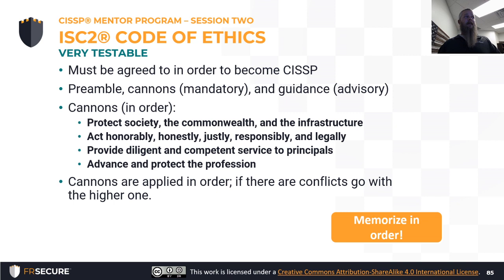This is very, very testable. So these are our 4 canons. You have to agree to these canons before you'll become certified. Preamble canons, mandatory. Guidance is advisory, but these are mandatory. Protect society is the number 1. So these will be in order. You might see a question on the exam where you see a competition between 2 canons, and you'll have to choose the right answer based on which canon came first. That's why memorizing these in order is important.